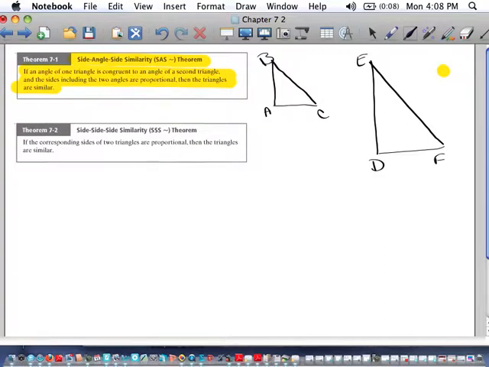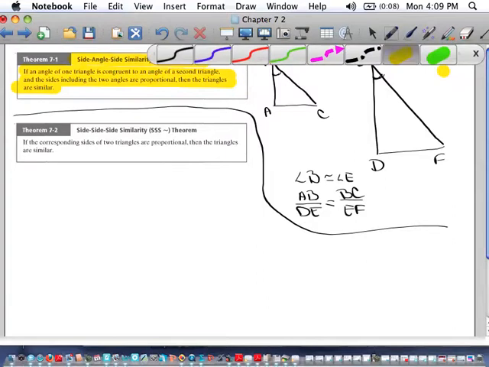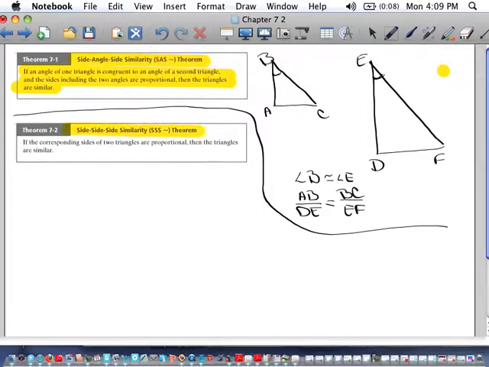Let's say I have angle B congruent to angle E. So if I have AB is to DE as BC is to EF, and those ratios are equal, then I have those two triangles similar by side, angle, side similarity. The next one I can use is side, side, side similarity theorem.